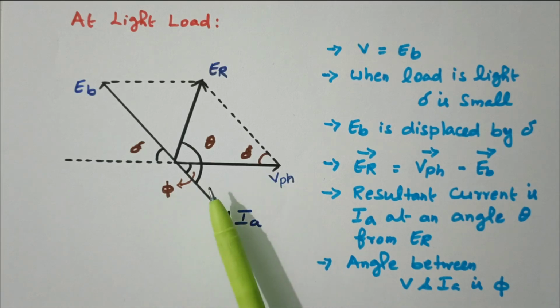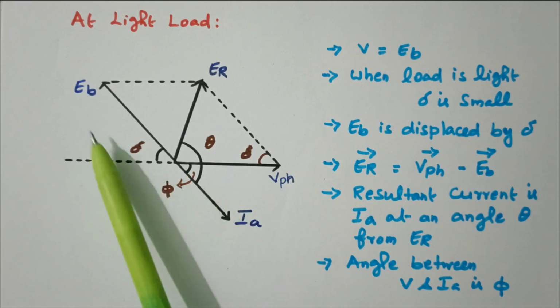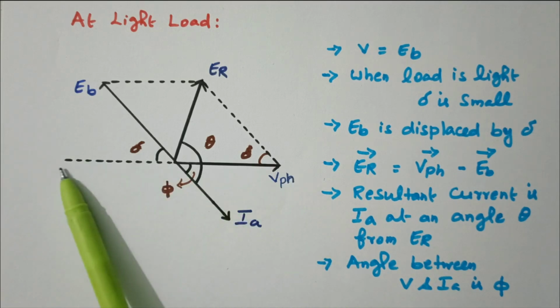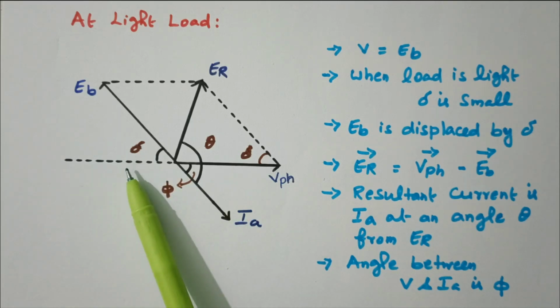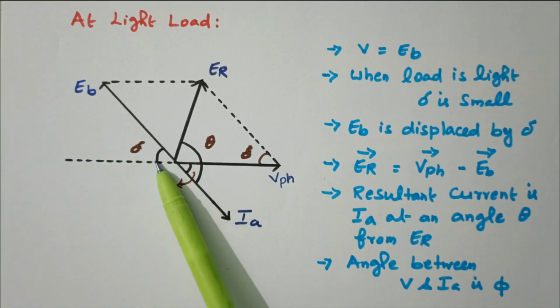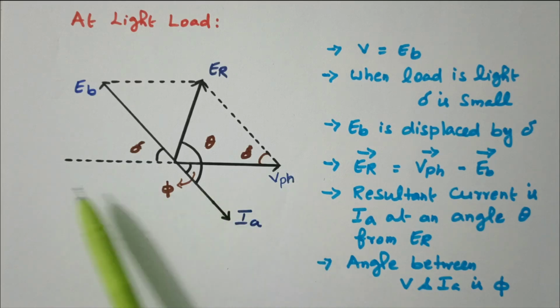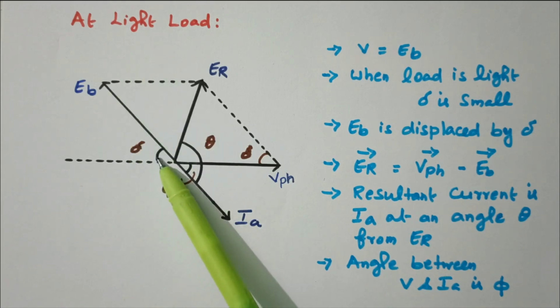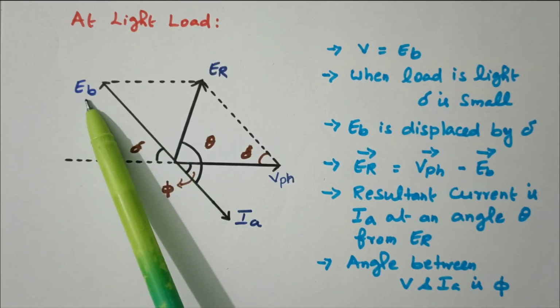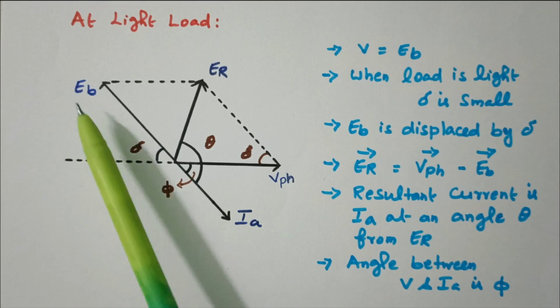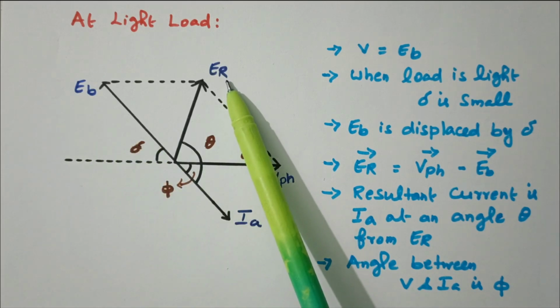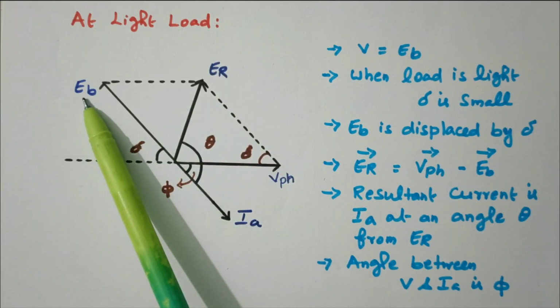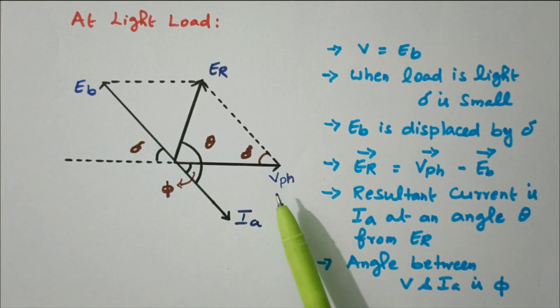This is a phasor diagram. Here V phase and Eb are available. In the no load condition, V phase and Eb are in the same line. Because of loading, Eb is displaced by an angle of delta. Here it is loaded, and it is a light load, so Eb is displaced by an angle delta. The vector difference between Eb and V phase is the resultant ER. This ER is the vector difference between Eb and V phase, so this angle here is also delta.